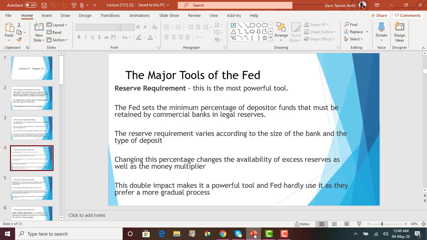Okay, so the reserve requirement percentage depends on the size of the banks and the type of deposits, whether it's for a savings account or a checking account, and also on the size of the bank, whether it's a small community bank or a large national bank such as Wells Fargo or Bank of America. So not all banks will have the same reserve requirement. It will vary based on location, size, type of deposits, and a lot of factors. The Fed is ultimately the one deciding this percentage, and the main reason to do that is to control the money supply.